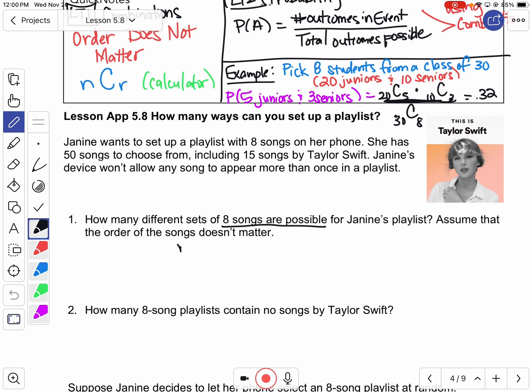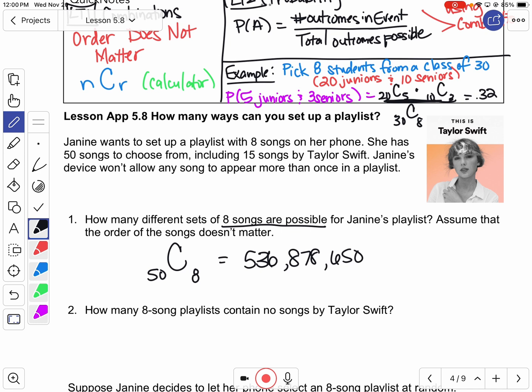Okay, so we're going to use a combination. How many songs were on her device? 50. And how many are we choosing? 8. So 50, and I'm choosing 8. That's all I have to do for that. I can type it in on my calculator. I'm going to trust y'all can do that. Let me give you the answer. It's a bunch. 536,878,650 different playlists.